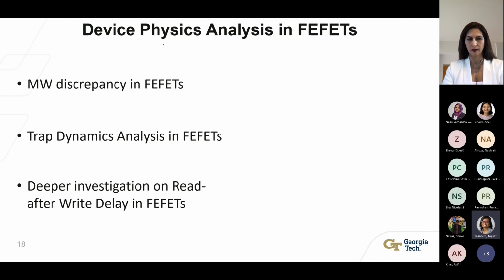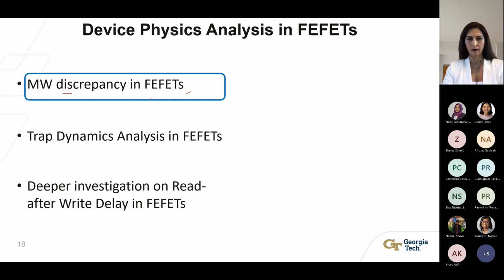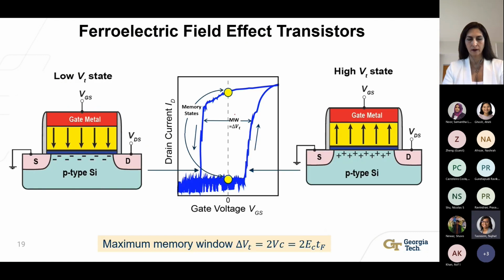So I further divided this device physics analysis in FeFET into 3 parts. The first one is the memory window discrepancy in FeFET. Now, what do I mean by memory window discrepancy? As I've mentioned before, the memory window in an FeFET is nothing but the shift in threshold voltage when the polarization is switched. And the maximum memory window that we get out of FeFETs can be theoretically represented by this equation, which shows that it is equal to 2 times its critical electric field multiplied by the ferroelectric thickness. But in reality, this is not something we see.